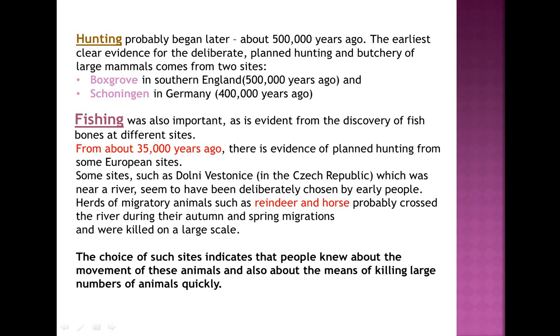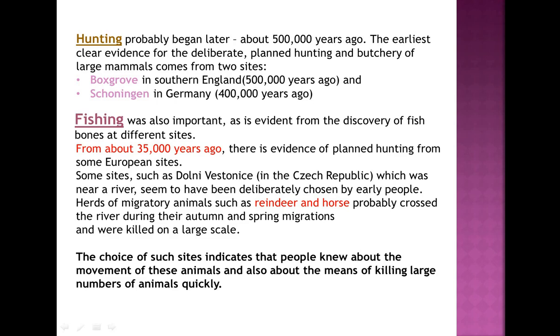You can see that Boxgrove in England and Schöningen in Germany had evidence of hunting. These are the names of places, and the evidence was collected 500,000 years back and 400,000 years ago. So places are very important for you to write in your answers also.